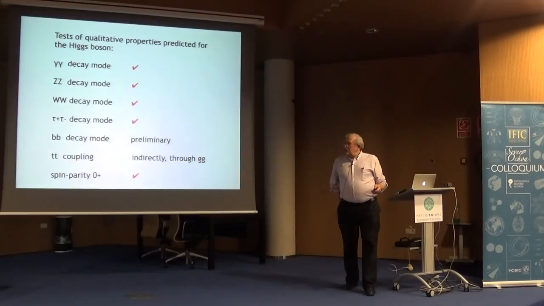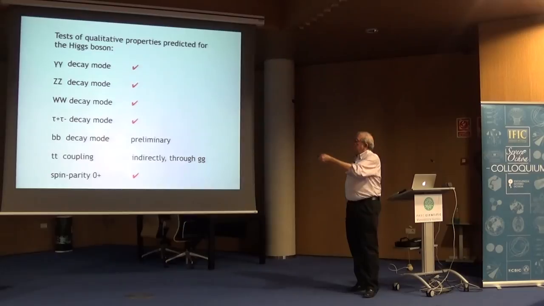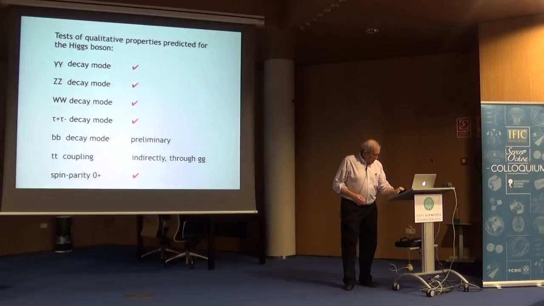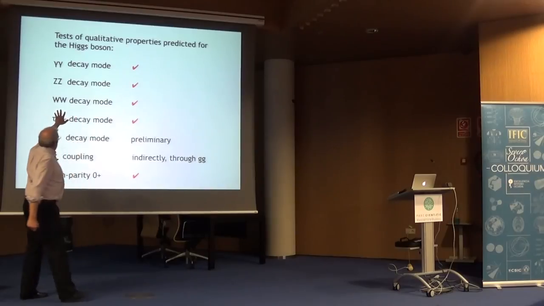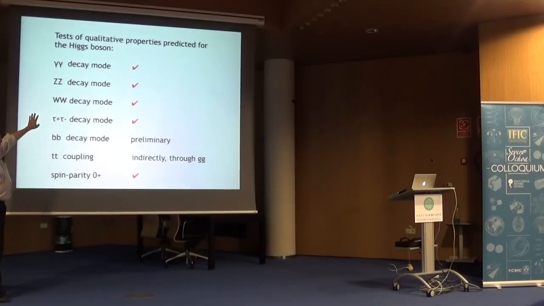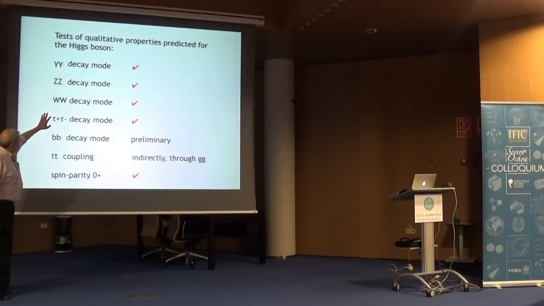So this is about where we are in terms of the qualitative properties predicted. We've seen the gamma-gamma decay mode. We've seen the Z decay mode. We've actually seen the W decay mode. I'll show you some of the evidence for that later in the talk. The tau plus tau minus decay mode. Again, these things I'll discuss a little later. There's some very preliminary evidence that the Higgs decays to BB bar. This is not yet a five sigma discovery.